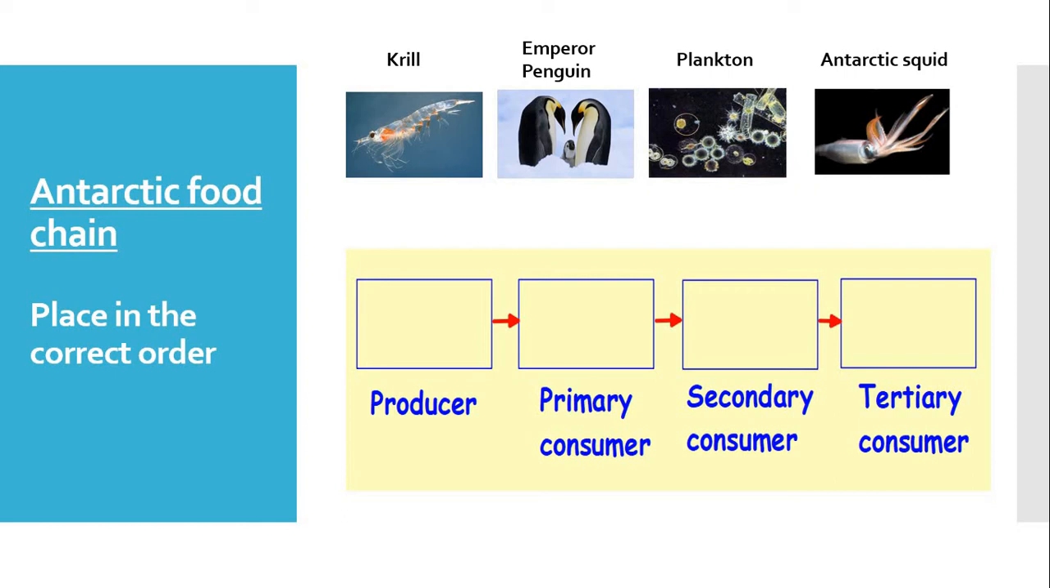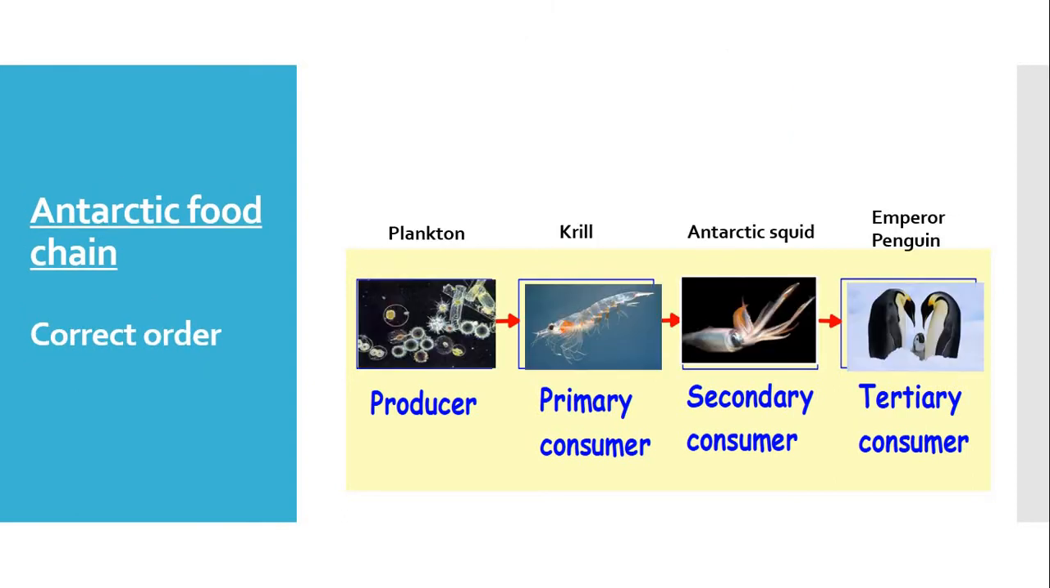Okay, welcome back. So, the correct order was plankton as a producer, followed by krill, which eat the plankton, followed by Antarctic squid, which eat the krill, followed by emperor penguin, which occasionally eat fish and squid. Okay, so we've got our producer, primary, secondary, tertiary. It's quite simple as a chain.